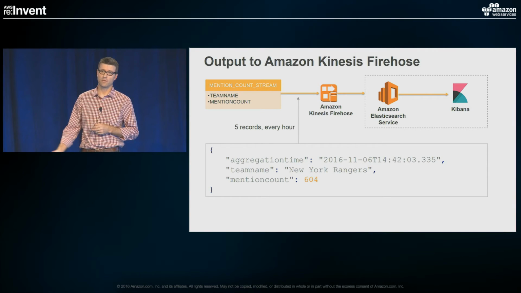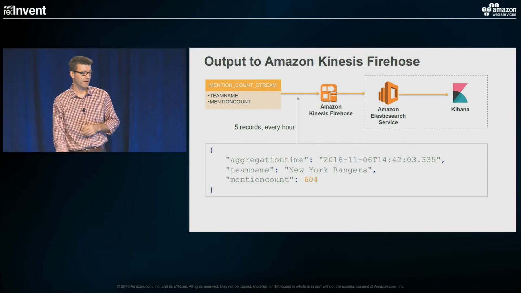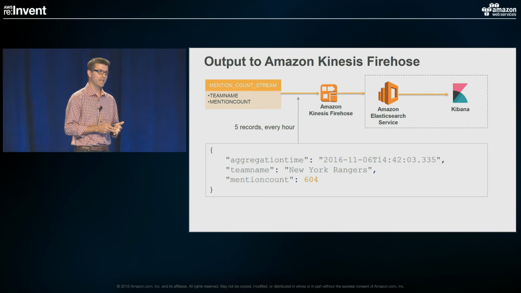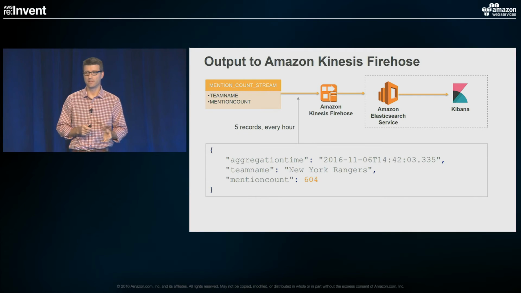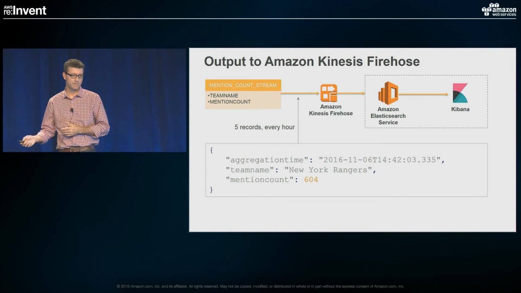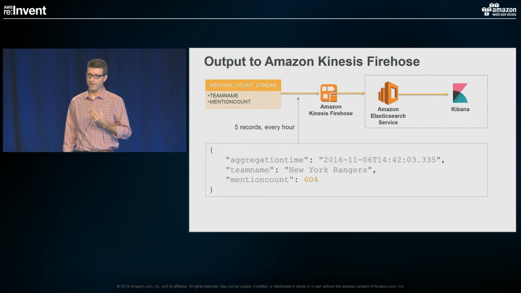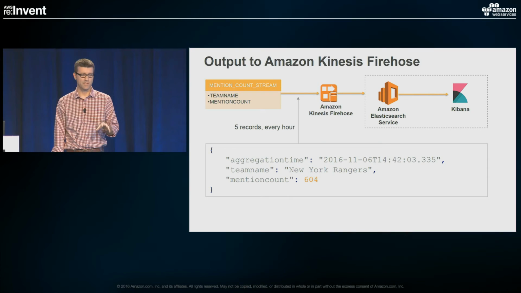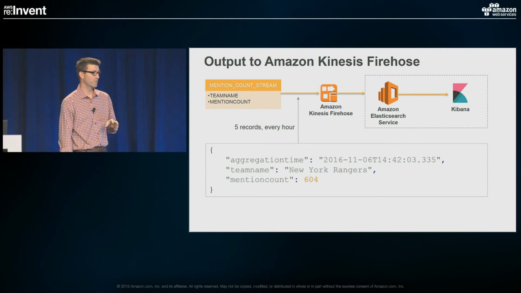Each record is going to look very similar to this, right? I've got a time, that's my aggregation time. So that's the end of my 1-hour window. And then I have the full team name. So the input, recall, was the hashtag NYR, but that's not very useful to me in my use case. I want the team name. So on the output, I send the full team name, and then I have my aggregation. And so there'd be 5 of these records every hour, 1 for each team, going into Firehose. Firehose has a few features for buffering.